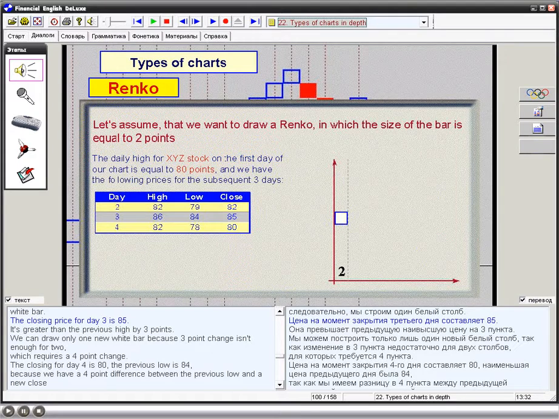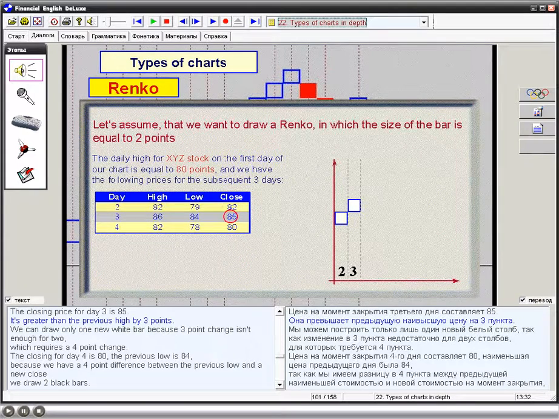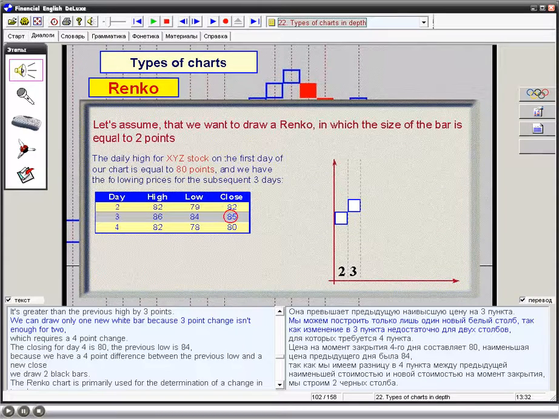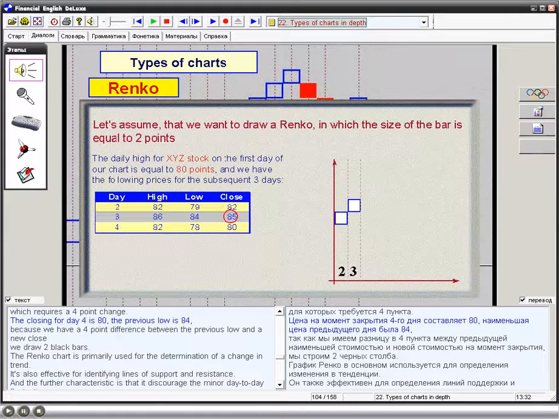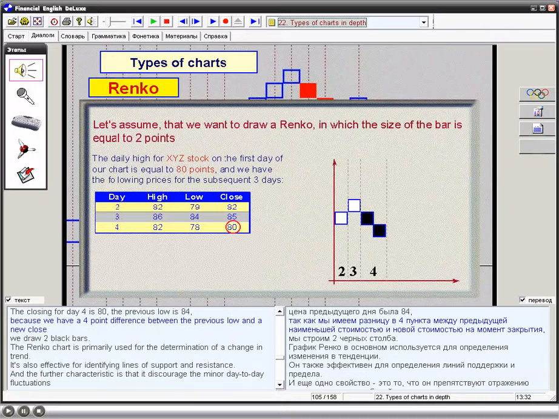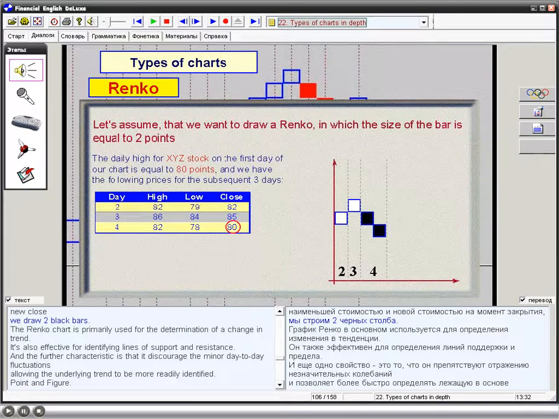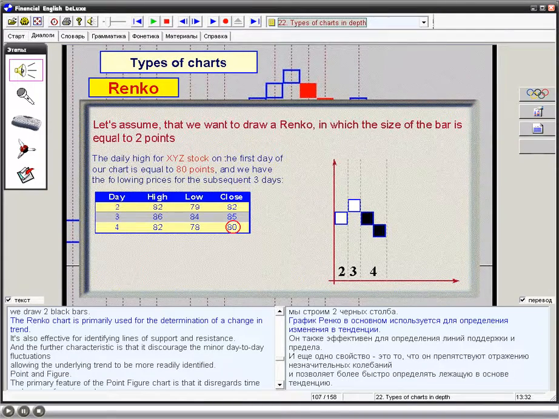The closing price for day 3 is 85. It's greater than the previous high of 82 by 3 points. We can draw only one new white bar because a 3-point change isn't enough for 2, which requires a 4-point change. The closing for day 4 is 80. The previous low is 84. Because we have a 4-point difference between the previous low and the new close, we draw 2 black bars.